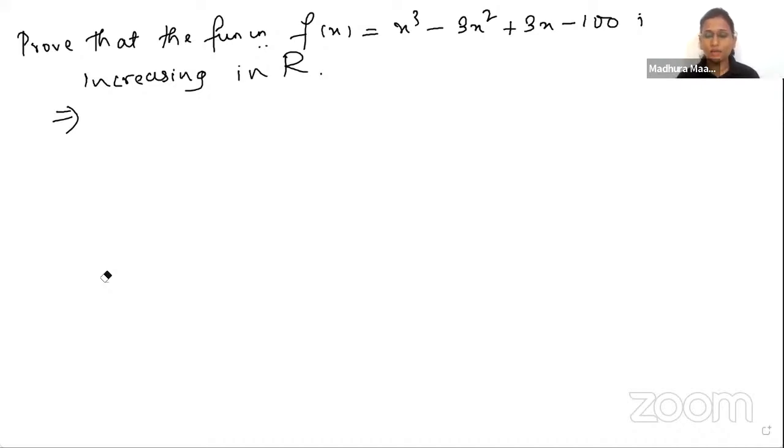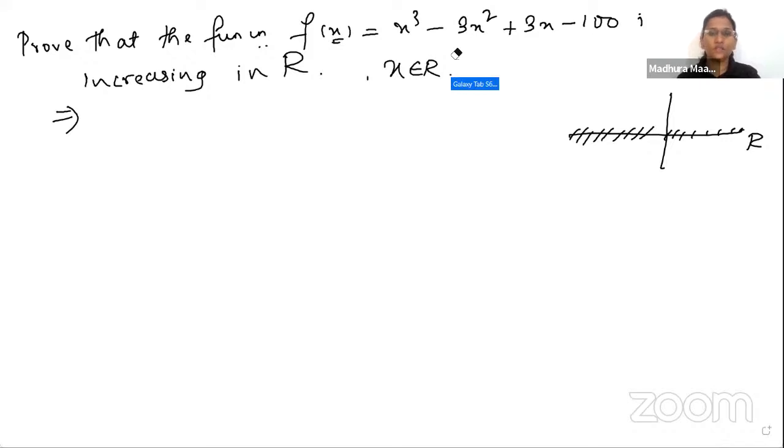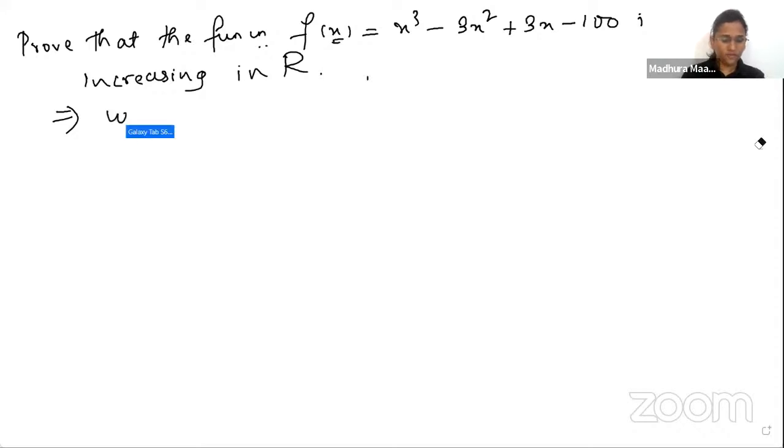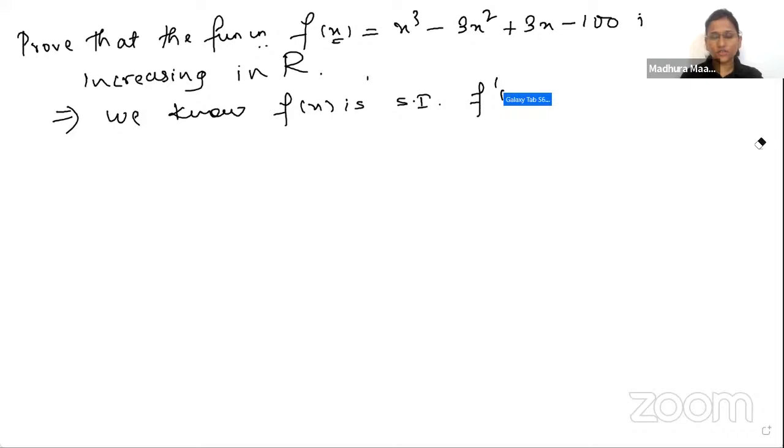That means if you start plotting this on real numbers, how many real numbers do we have? Infinite. So at every value of x, this is increasing. Correct? Increasing in R means for every real number it is increasing. So first and foremost, when we know that it is increasing, f of x is strictly increasing. You can say increasing if f dash of x is what? Greater than 0.